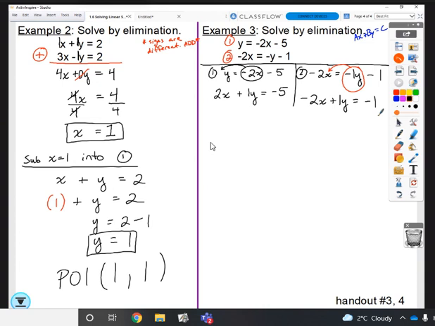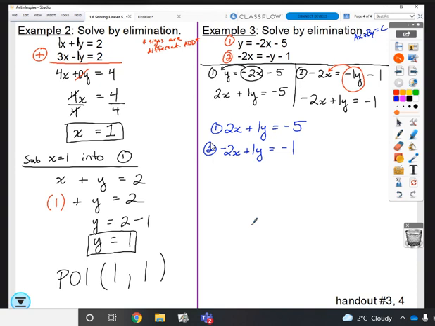Okay. So now that we have our equations here, we can go ahead and say, okay, equation 1 is 2x plus 1y equals negative 5, okay? And equation 2 is negative 2x plus 1y equals negative 1. I've stacked the equations.